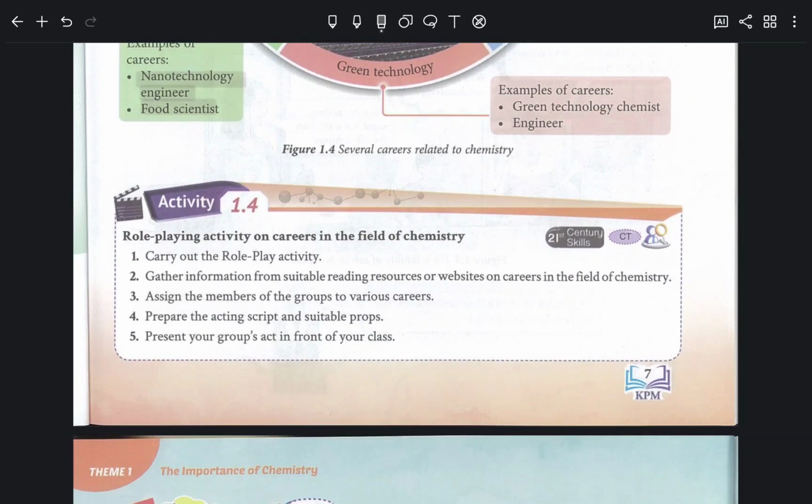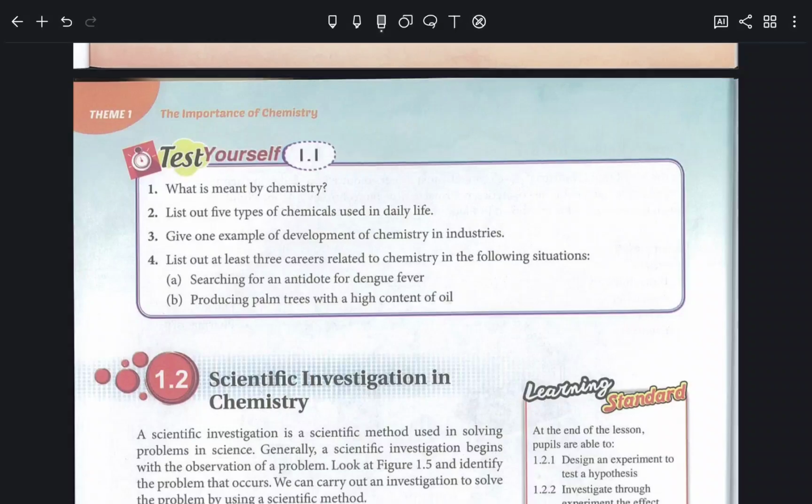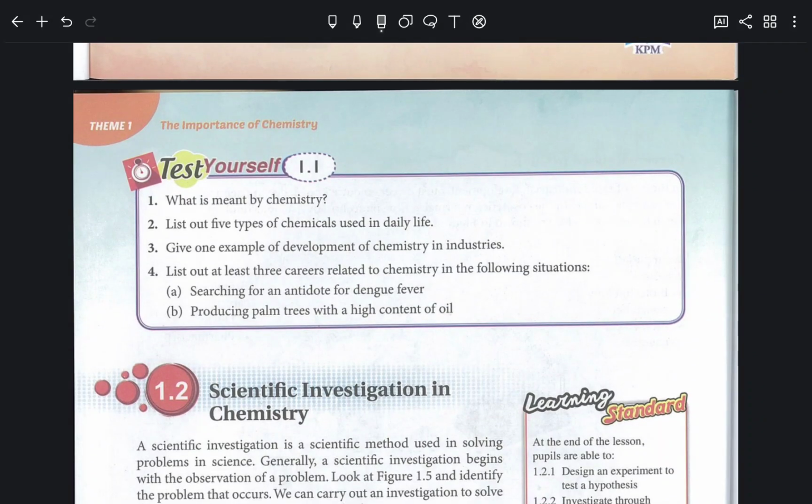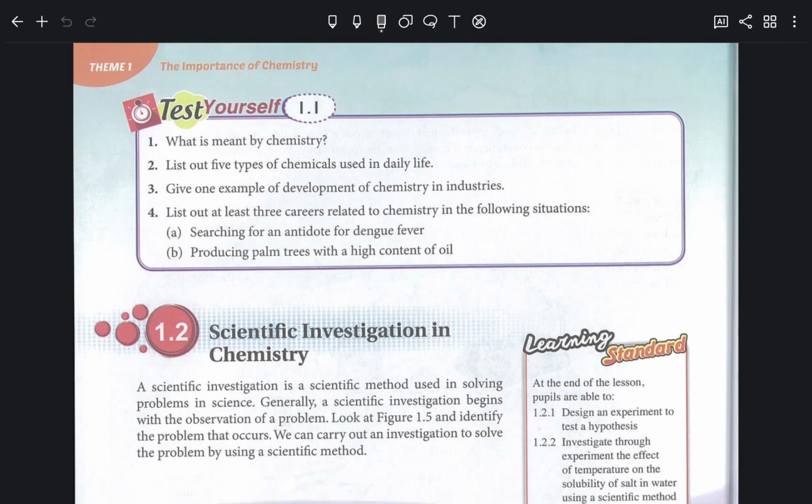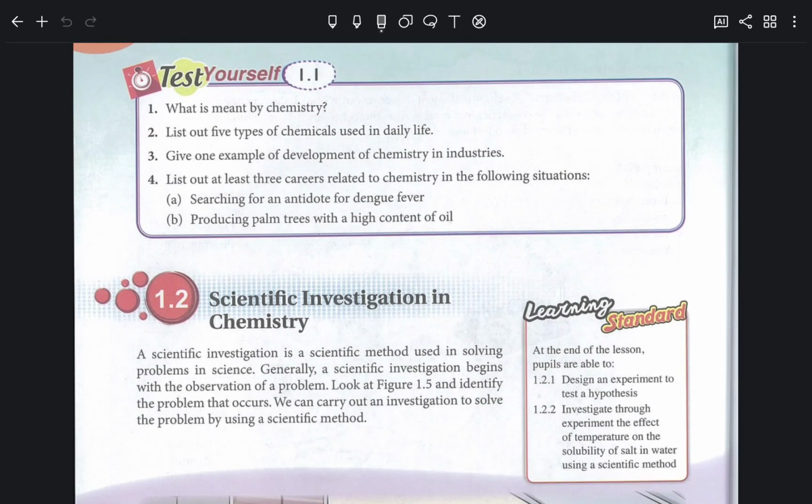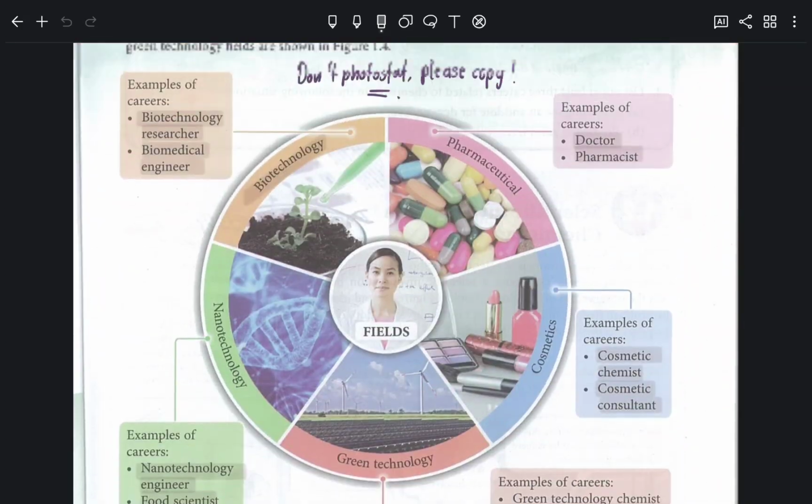Okay, itu sahaja daripada saya untuk kali ini. In next video, I will be meet you with Test Yourself 1.1 discussion. Okay, we will be doing that, and then we will focus in 1.2 scientific investigation in chemistry.